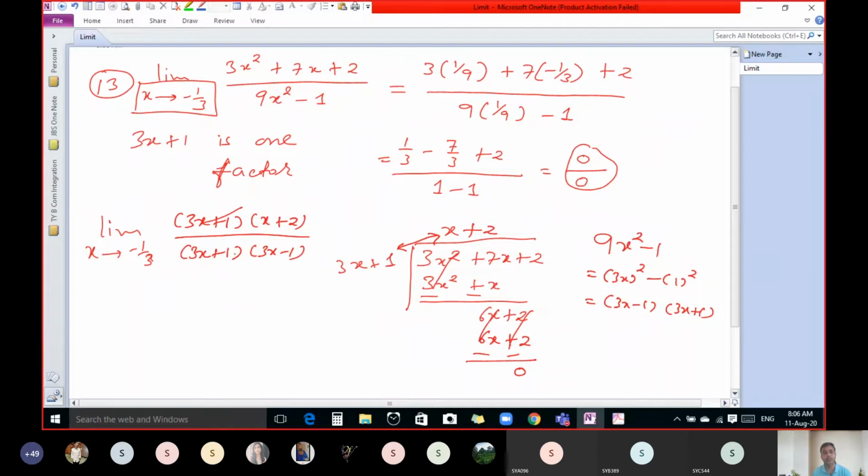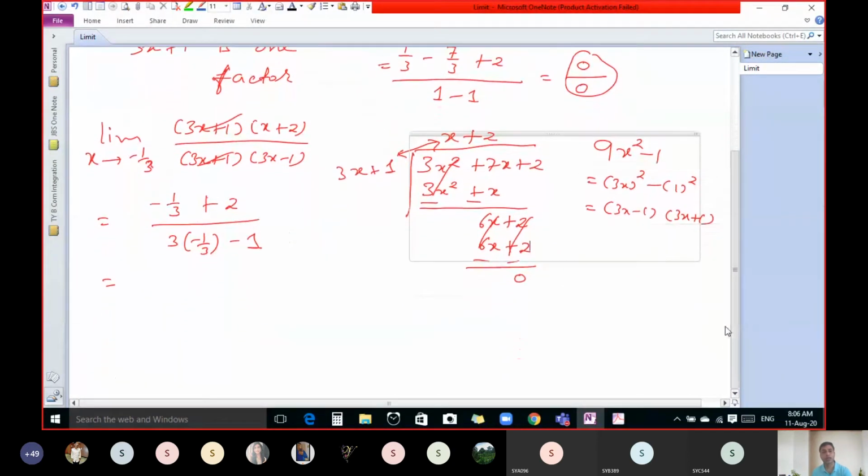Now you can cancel this. And now put x equal to minus 1 by 3. If you put minus 1 by 3 here, we get minus 1 by 3 plus 2. And here, 3 into minus 1 by 3 minus 1. Now here you can take the LCM 3 in the numerator. We get minus 1 plus 6 divided by 3, and in the denominator, if we cancel 3, we get minus 1 minus 1.